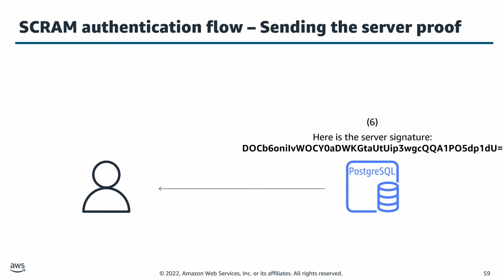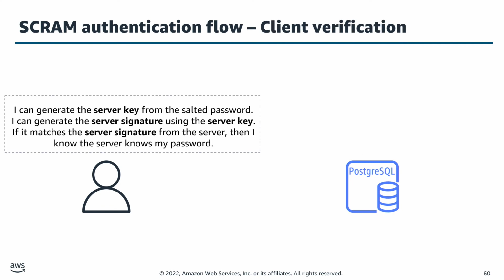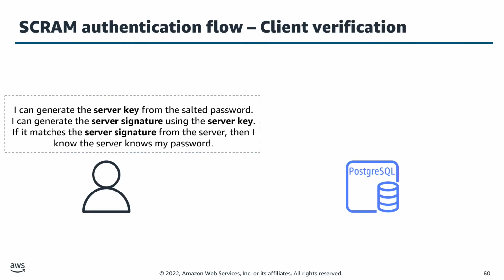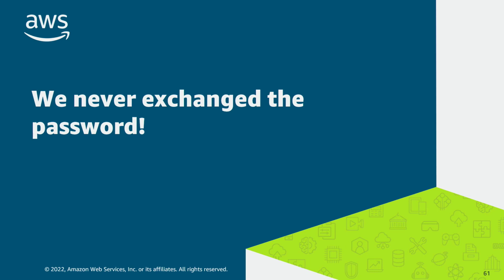So the server's going to send the server signature over. And from there, I can generate the server key from the salted password, as I just mentioned. And then I can generate the server signature using the server key, based upon what we see over here. It's just server key, the one-time info, and we get the server signature. And if the server signature that the server sends matches the server signature I generated, then I know the server knows my password. It's not just claiming that like, oh, you're authenticated. It actually knows what's going on. And we did it. We never exchanged the password. That is really cool. This is why Postgres adopted SCRAM.